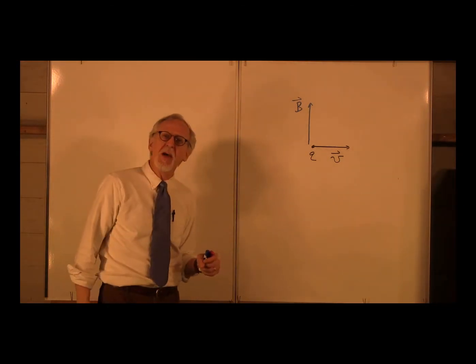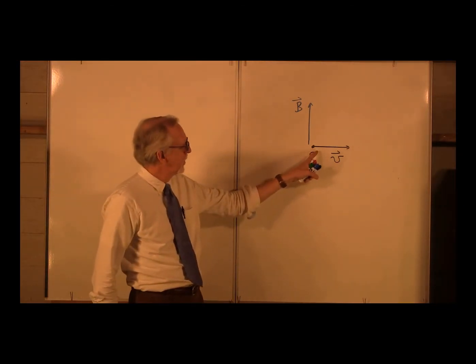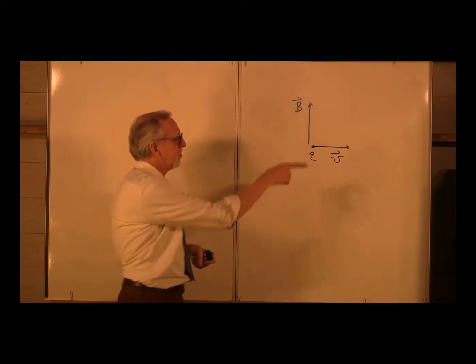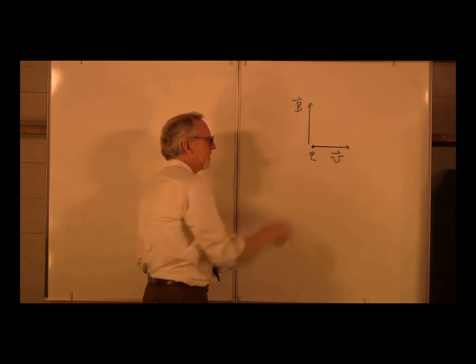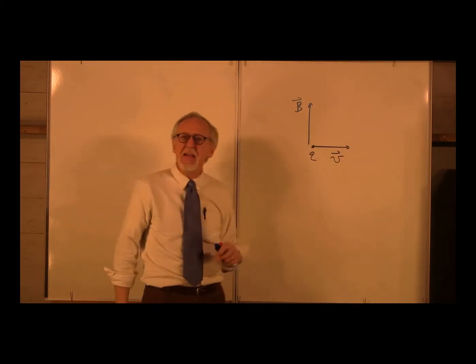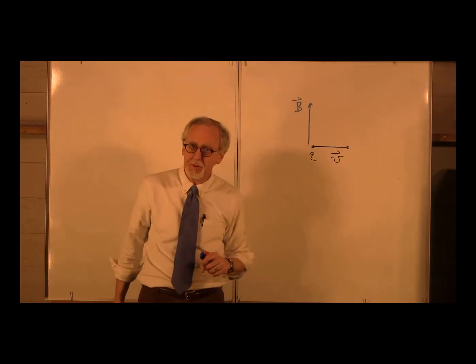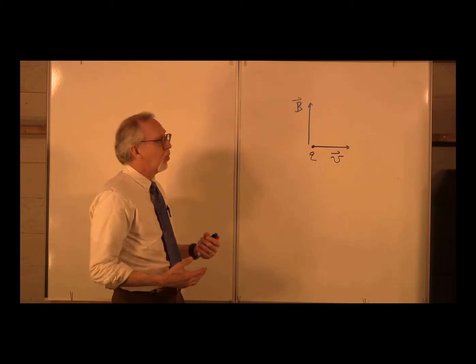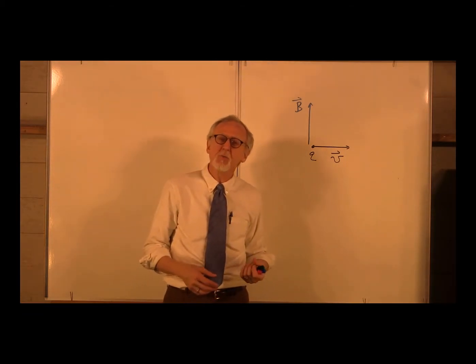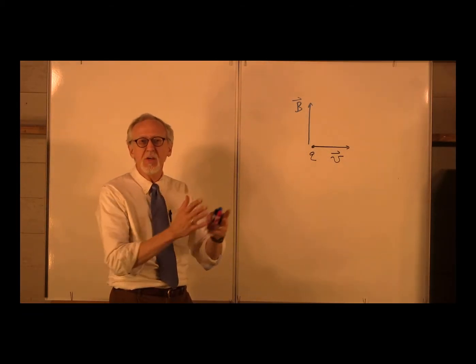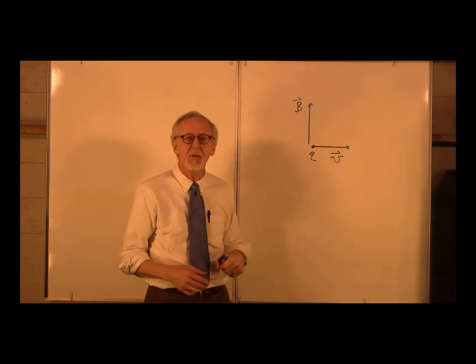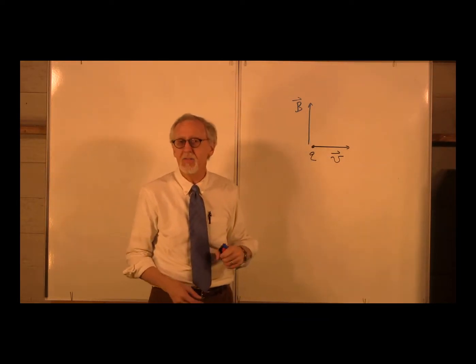Let's imagine that we have a positive charge Q moving in this direction V. So the charge is moving that way. And let's imagine that it is in a magnetic field and the magnetic field is pointing up. We can figure out what the magnitude of the force is. We know the magnitude of the force is QVB sine theta. And sine theta would be sine of 90 degrees, or 1 in this case.